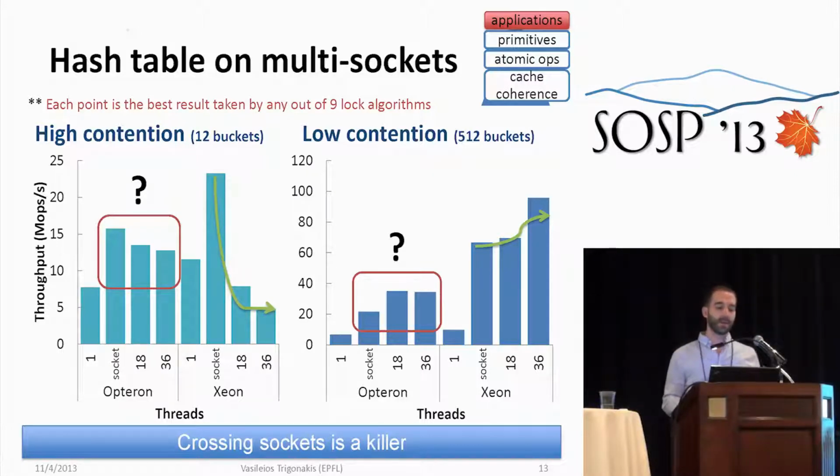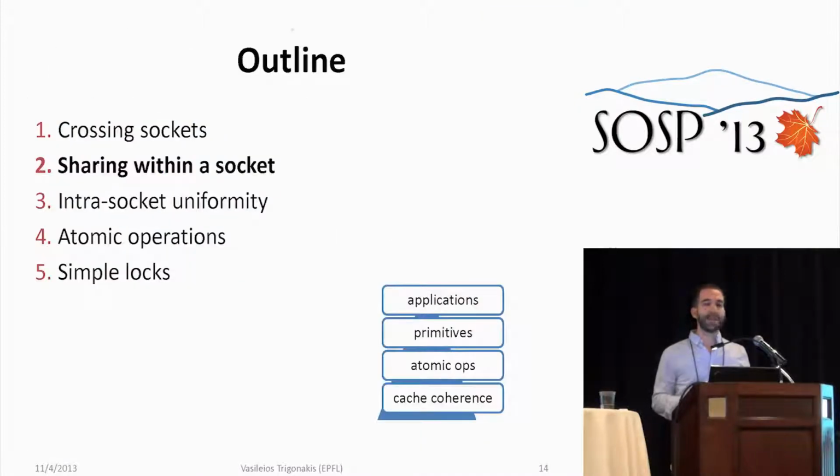As before with the locks, on this workload the Opteron does not behave in the exact same way as the Xeon when it comes to crossing sockets, and this will be the topic of my next few slides. So I will now explain the behavior of the Opteron on our experiments, which will at the same time lead to our second observation: sharing within a socket is necessary for achieving scalability, but it's not a sufficient solution, so it doesn't always guarantee scalability.